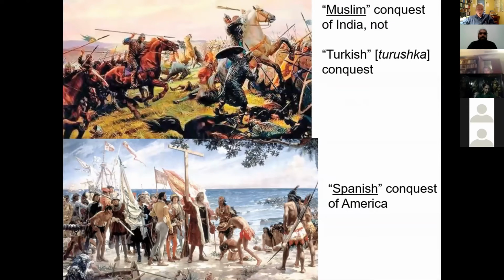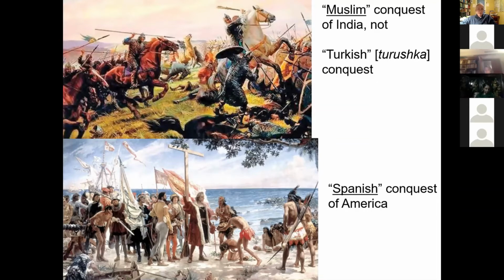It's quite an extraordinary contrast between these two great historical encounters. I especially draw attention to the fact that in the one case, religion is foregrounded. It's conventionally understood as a Muslim conquest of India, not a Turkish conquest, as opposed to the Spanish conquest, not a Christian conquest of America.